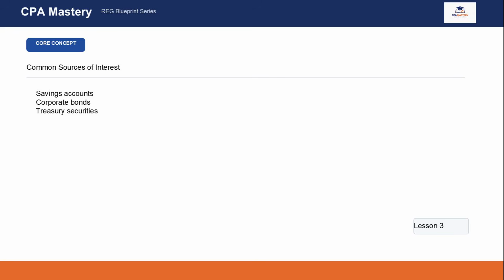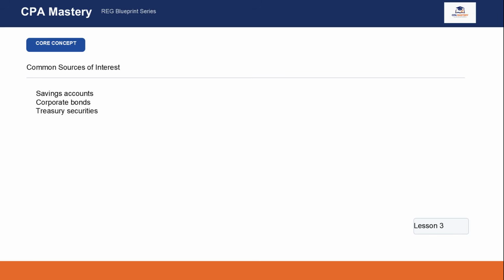Interest income can arise from several different financial instruments. The most familiar example is interest earned from a savings account or certificate of deposit at a bank. Another common source is interest earned from corporate bonds. When investors purchase a bond issued by a corporation, they are lending money to that company and receive periodic interest payments in return. Interest can also come from U.S.